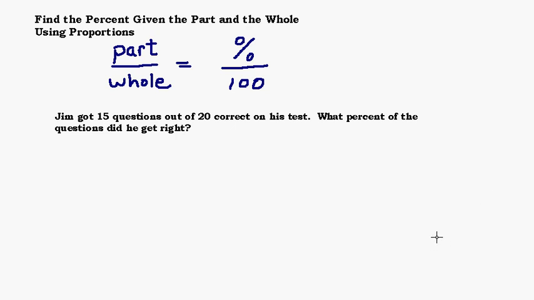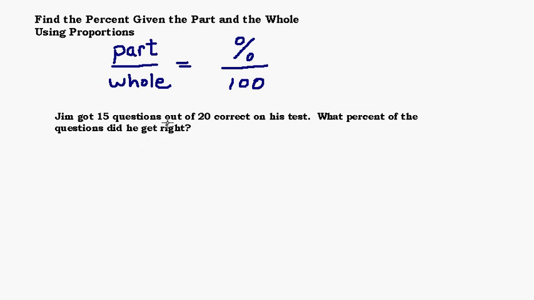In this video we're going to look at finding the percent when we know the part and the whole in certain story problems. And there's a couple different ways to do this. In this video we are going to solve these using proportions. So this is the technique we're going to use. The part divided by the whole equals the percent over 100. So let's take a look at an example.